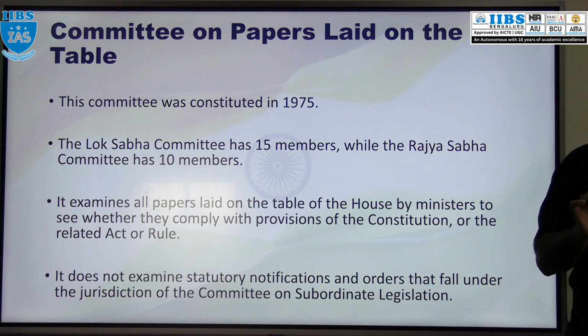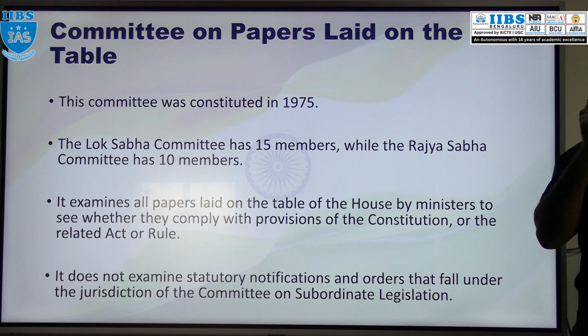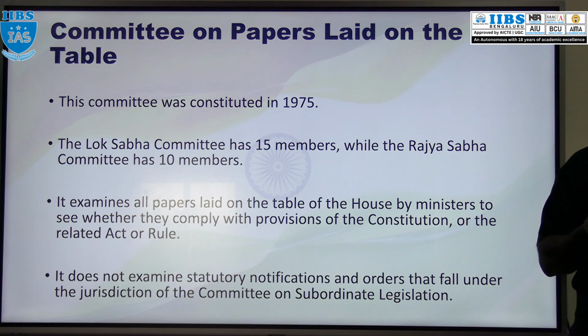In simple language, ministers are there. The minister will lay down papers on the table before the house. Those papers are related to a bill, or to any answer asked by any MP in question hour, or other things like debate or matters of discussion. So those papers are laid down before the house.